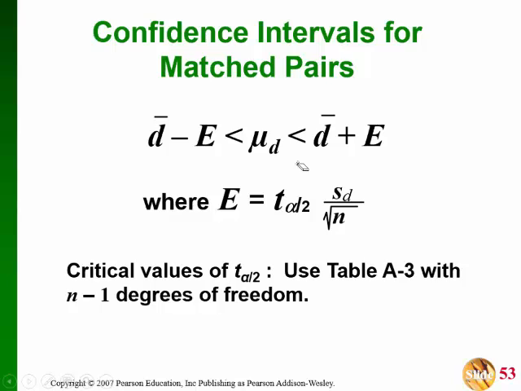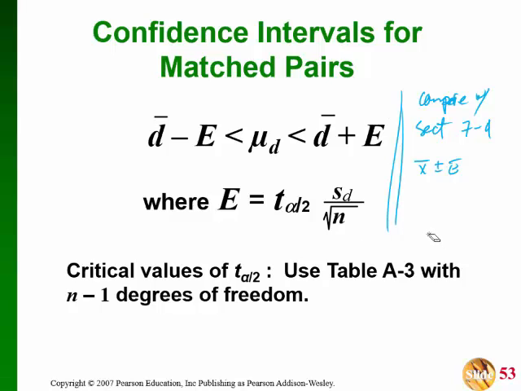The confidence interval is the same business. Compare with section 7-4, I believe. And our x bar plus or minus e business, where e is equal to t sub alpha over 2 times s over square root of n. So it's going to be the same thing, with the same table A3, degrees of freedom. This is a t-test. This is a t-interval. In fact, in the calculator, we're going to be using t-interval and t-test as well.